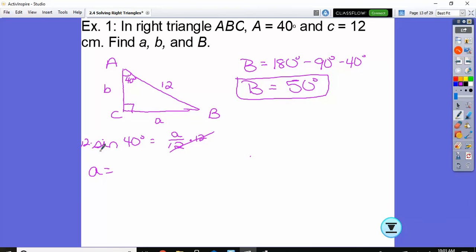Okay, now I want you to plug this into your calculator. First of all, get out your calculator, make sure it's in degree mode. And then you need to type in 12 times the sine of 40.